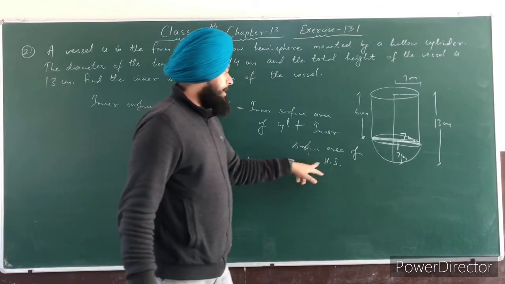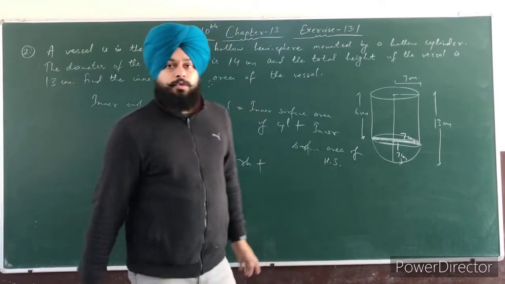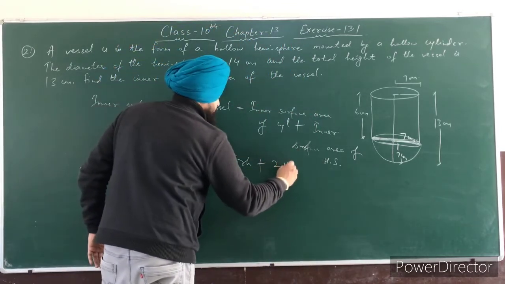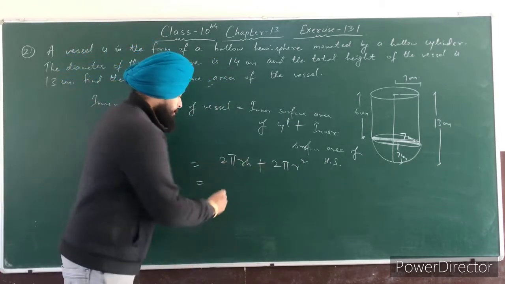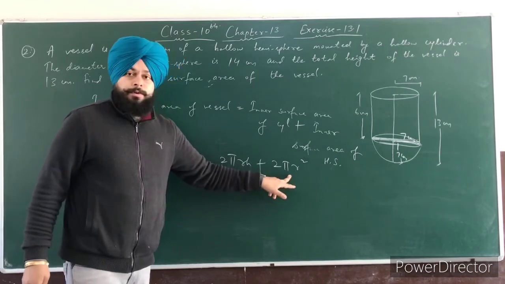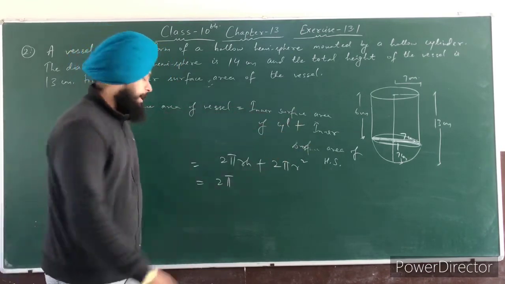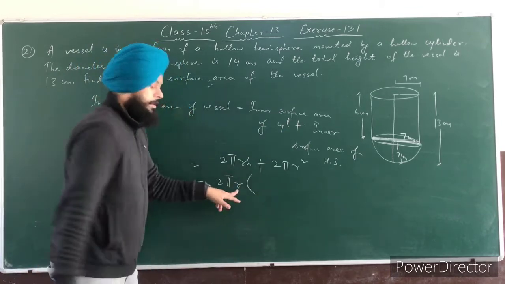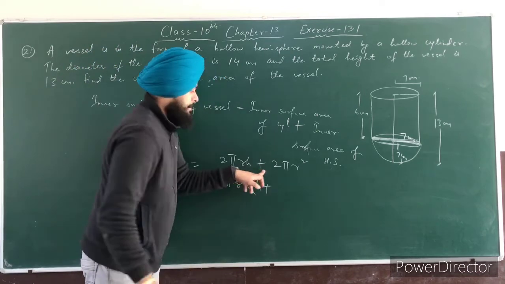And the inner surface area of the hemisphere, the curved surface area, is how much? 2 pi r square. Now first you can take common: 2 is common, pi is also common, and r is also common, because the radius of the cylindrical portion and the hemispherical portion should be the same. You can take 1 r common. So what is left here? r, h plus r.